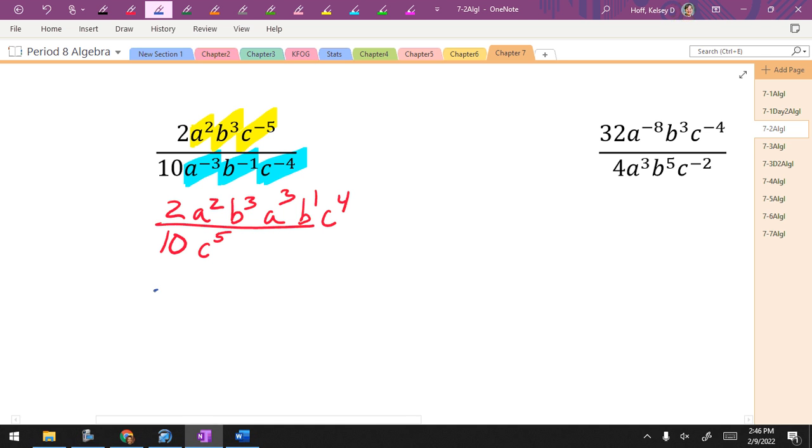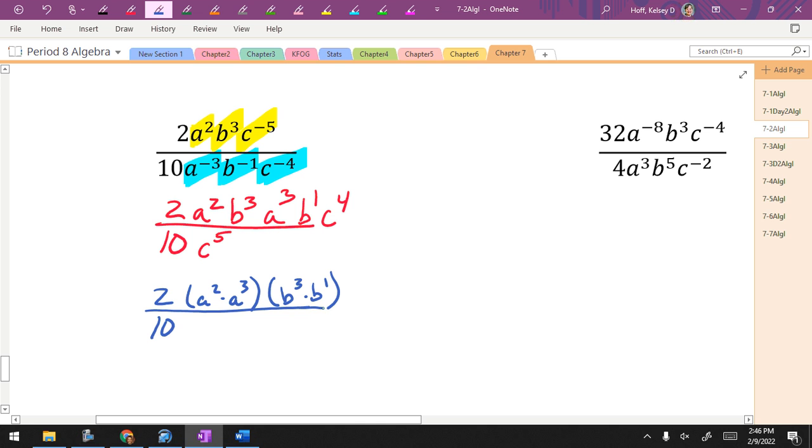In the numerator, my 2 is going to be out front, but I can regroup my a's, yes? A squared times a to the 3rd will go together. And then your b's, b cubed times b to the 1st. And then we just need to drag along c to the 4th, and in the denominator, c to the 5th. Everybody following what I'm doing here?